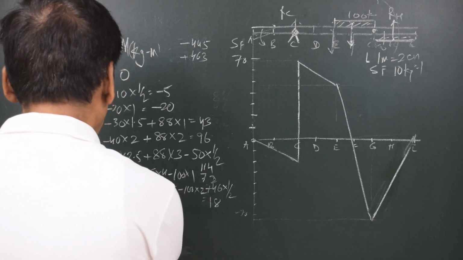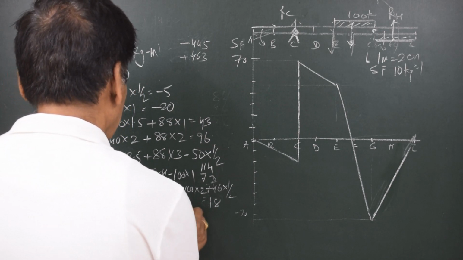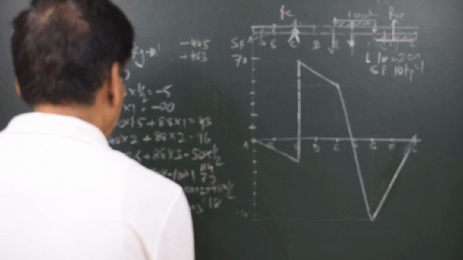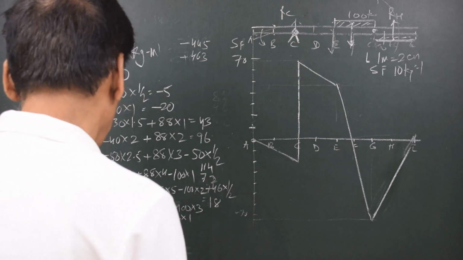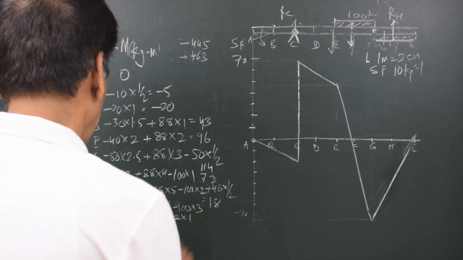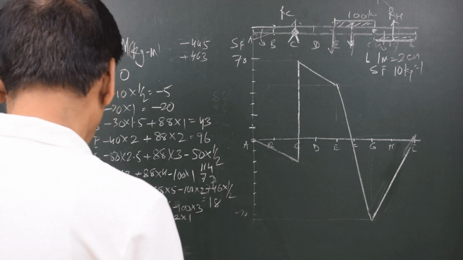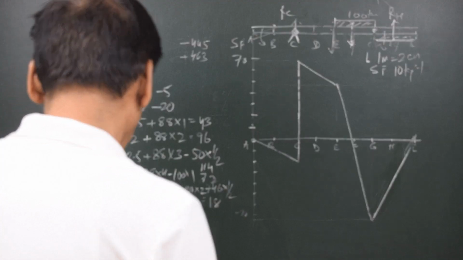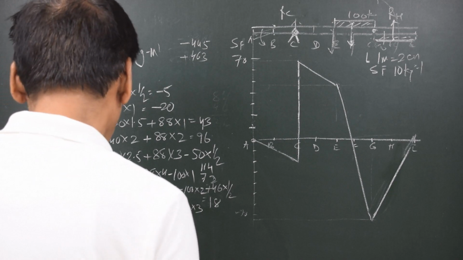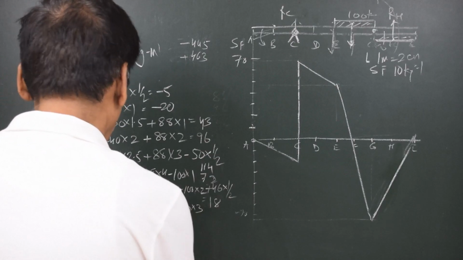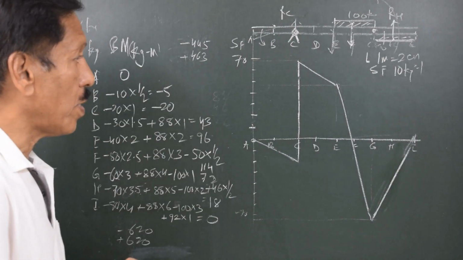Lastly, we have minus 80 into 4 plus 88 into 6 minus 100 into 3 plus 92 into 1. So the negative values are 320 and 300, 620 in total. The positive values: 88 into 6 gives me 528, plus 92, gives 620. 620 minus 620, the total becoming 0. So that confirms that our BM is calculated on the right track.